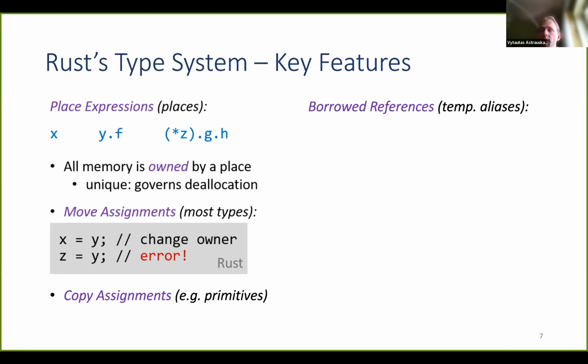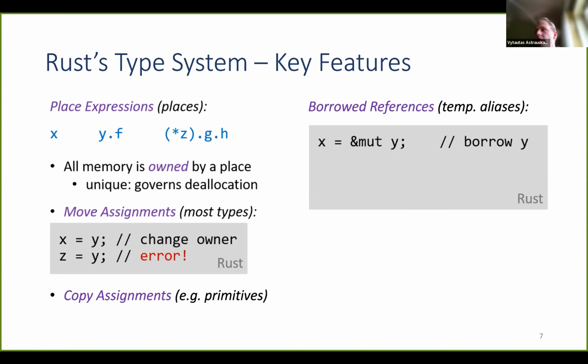Another very important feature of Rust is borrowing, which is creating temporary aliases of memory locations. So, for example, this creates a mutable borrow of y, and it allows me to mutate y through x, so via the reference x. And once the borrow expires, I can use y again.